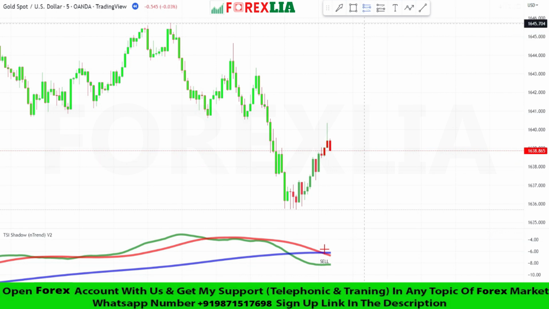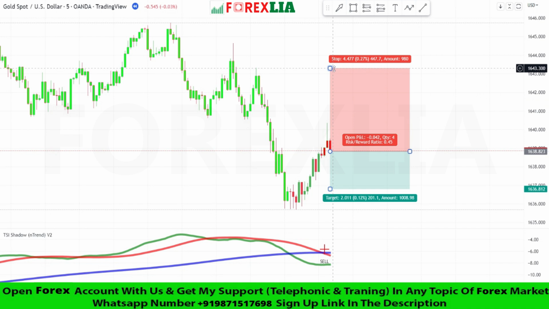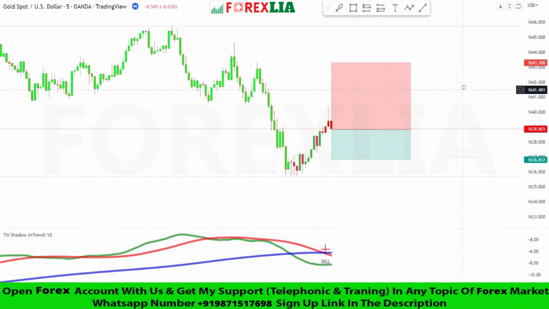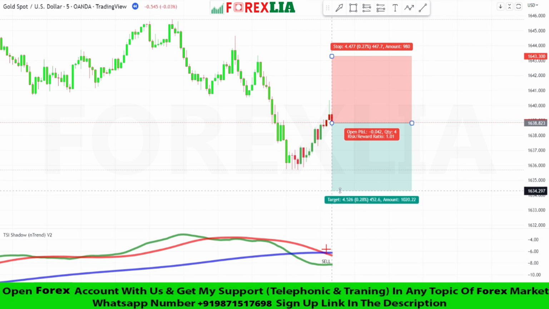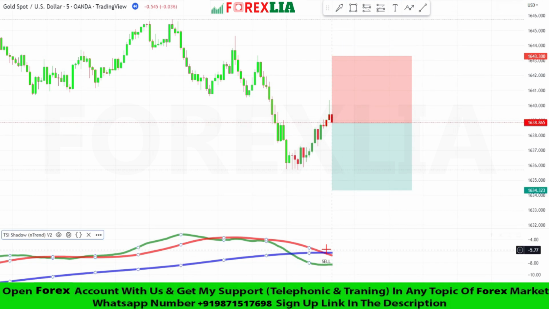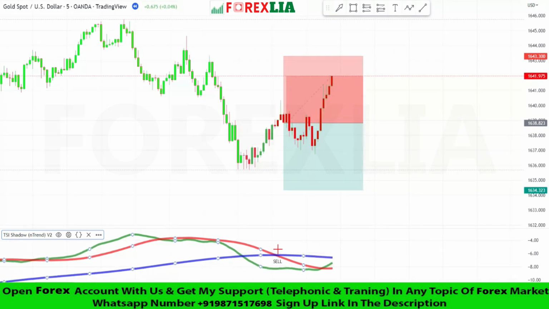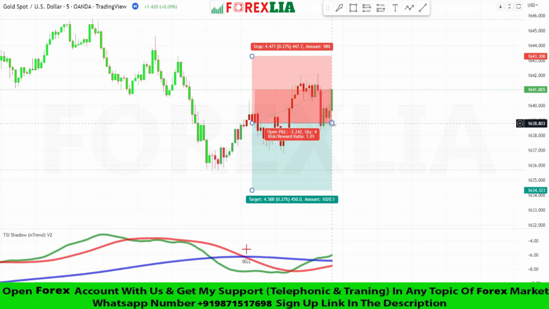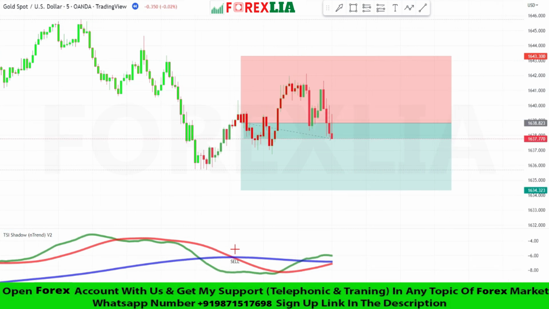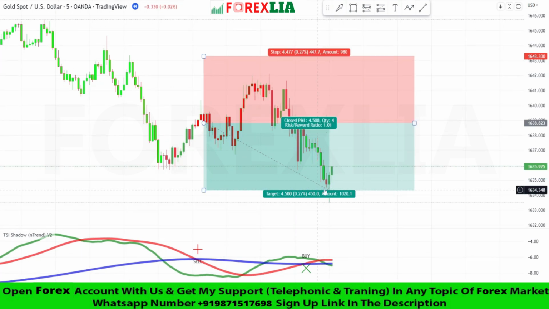Here is the sell signal confirmation. We place a sell trade here. Set stop loss at the previous high point. Set profit target 1:1. We won this trade.